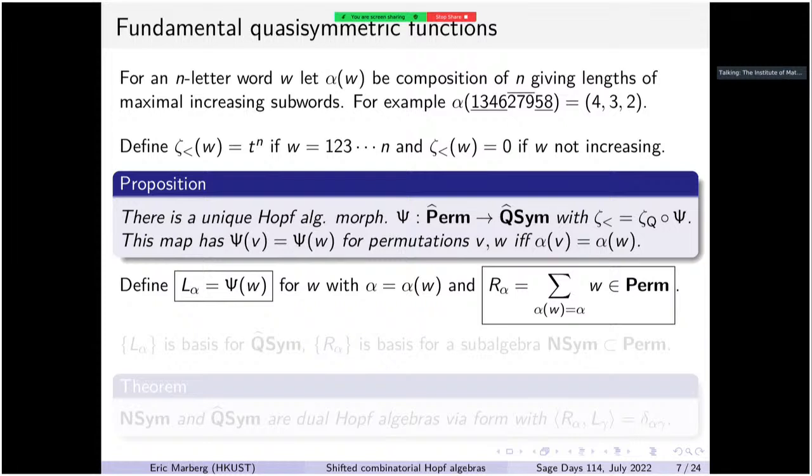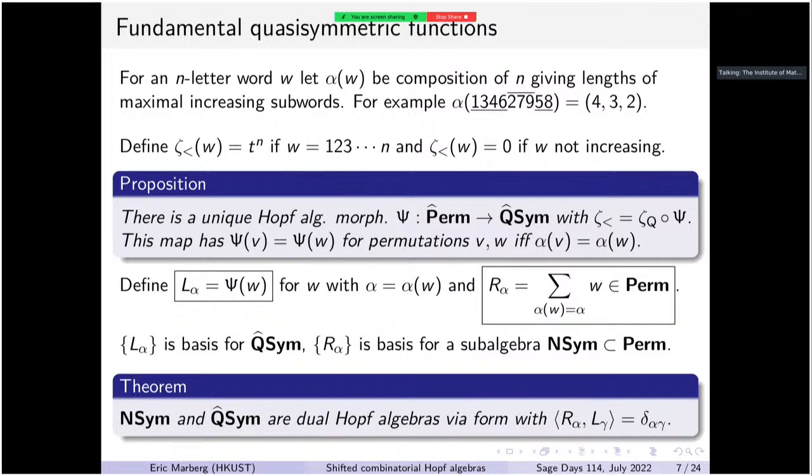And then R alpha is going to be an element, so this is a quasisymmetric function, this is an element in our Hopf algebra of permutations, where we sum over all permutations whose associated composition is alpha. So these are all the permutations that map to this L alpha under psi. And then one can show that these guys are another basis for QSym, and these guys are a basis for a subalgebra that we call NSym, the non-commutative symmetric functions. And these two algebras are dual Hopf algebras via the form that makes these two bases dual to each other.